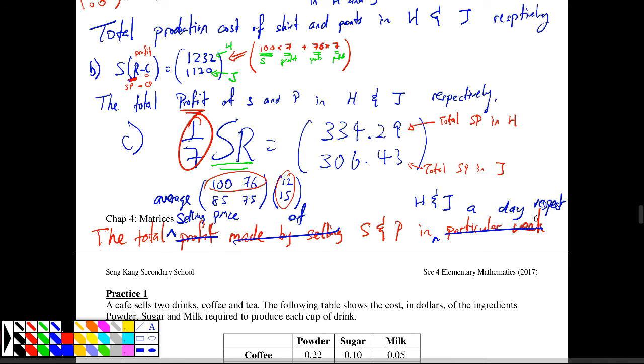Okay, now listen. Everyone look at the board. If I have shirt and pants in Hougang and Jurong, respectively, that means I would expect to see 4 numbers. But if I have total shirt and pants in Hougang and Jurong, you see the word total, what will you do to the numbers? It will become 2 numbers. Do you understand the difference? Okay, good.